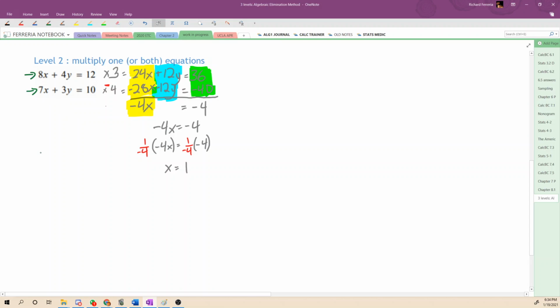Once I have x equals 1, I've solved for one of the variables. I need to go back to the original equations and try to decide which one of those two looks easiest. And I'm guessing the first one probably looks a little bit easier. So I'll just use that first equation. If you feel like the second equation is easier, go ahead and use the second equation. It's not going to hurt anything.